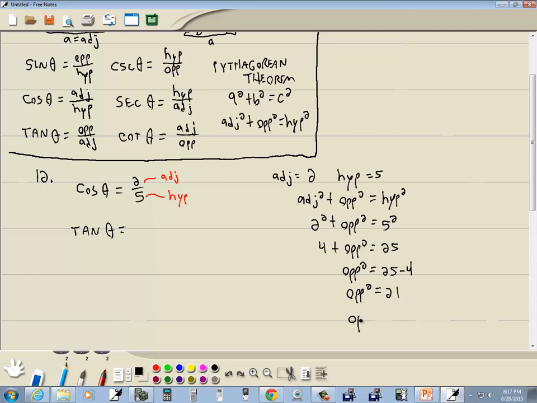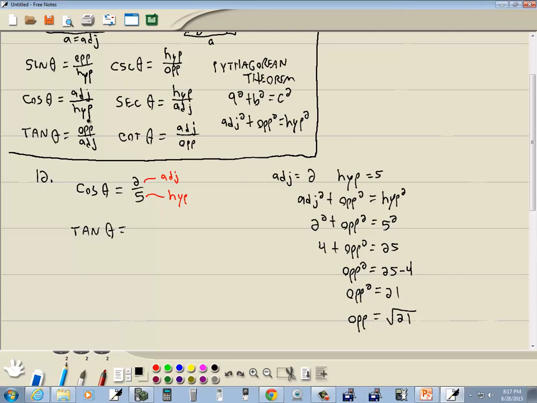And then for our opposite, we're going to drop our squared, and we'll put a square root on the other side. Now, we don't put a plus or minus, because again, opposite implies a measure of that side, and distance can't be negative in this regard. Okay, so that's our opposite.